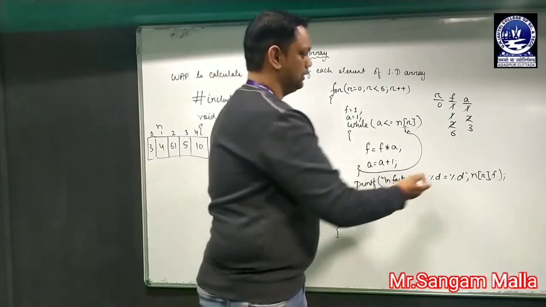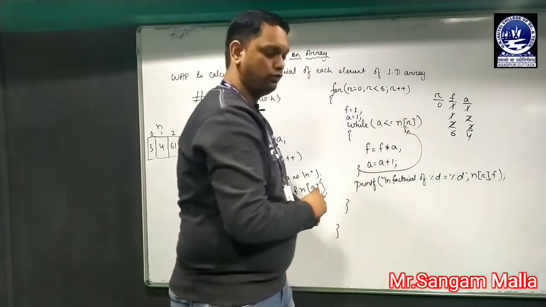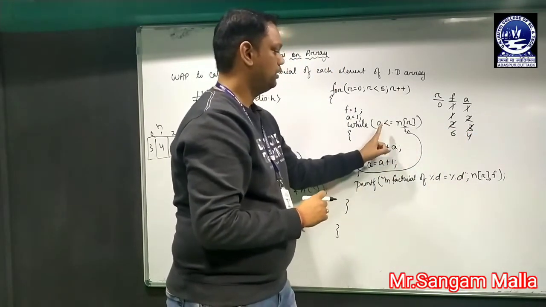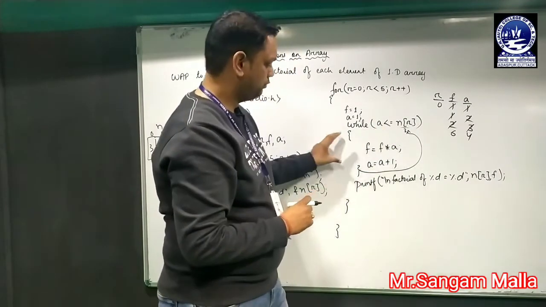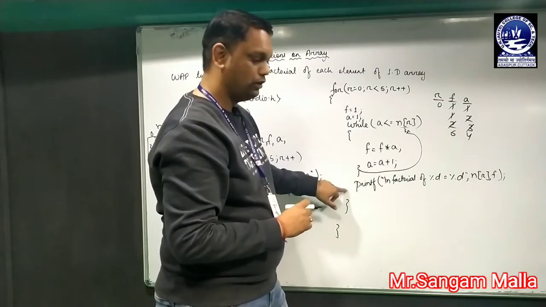a equal to a plus 1. So a will be incremented to 4. So again when it comes over here, it will check. So 4 is less than or equal to 3. The condition will return false. Then it will come over here.